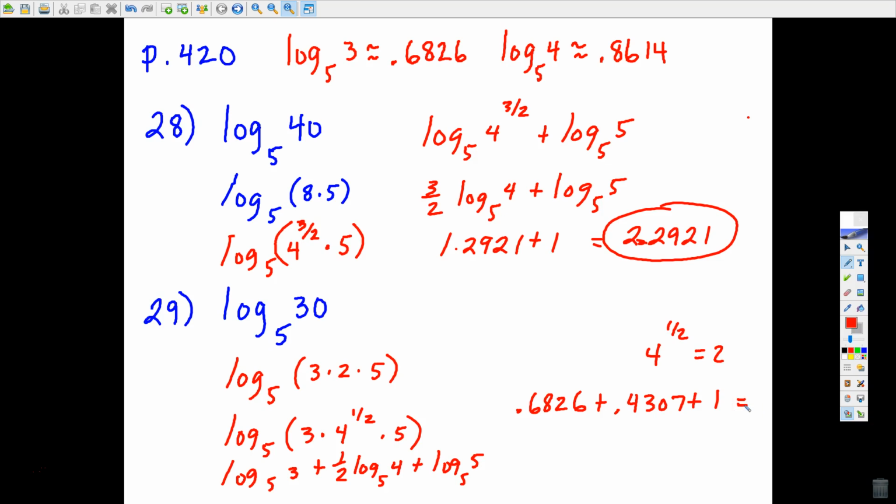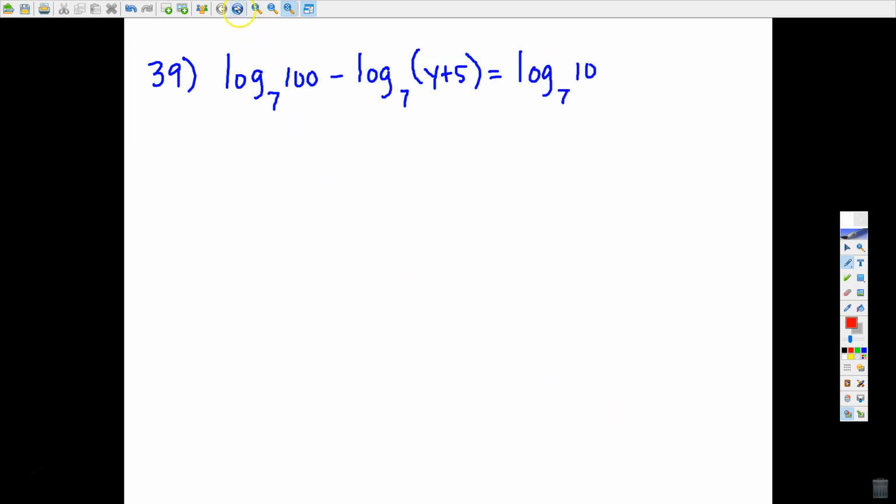So now let's add them all up. 0.6826 plus 0.4307 plus 1 gives us 2.1133. And that is our answer for number 29.